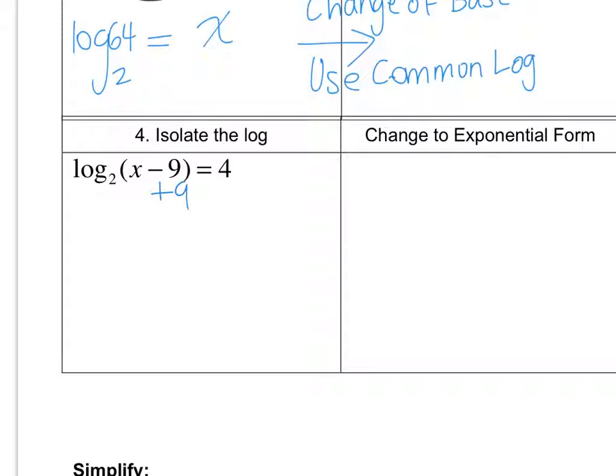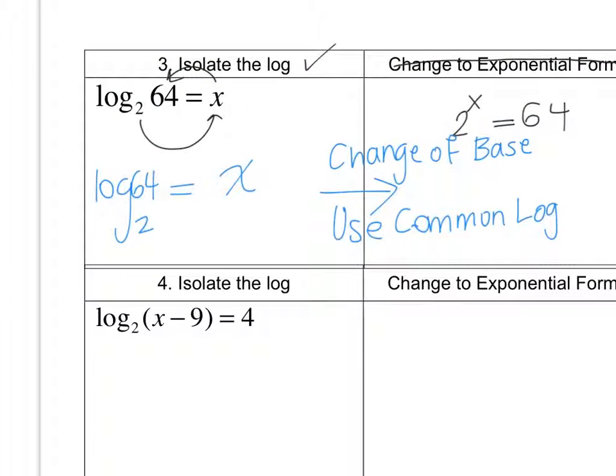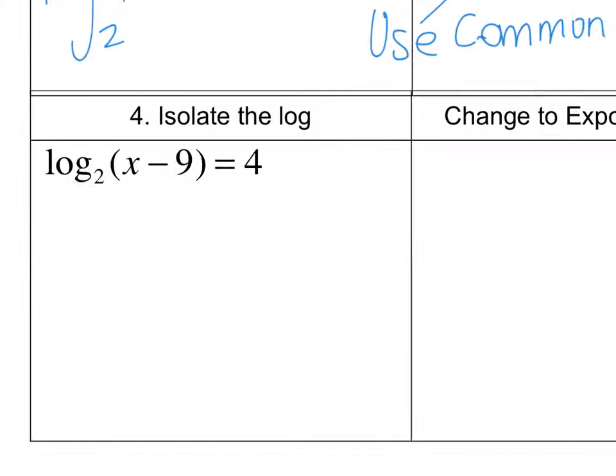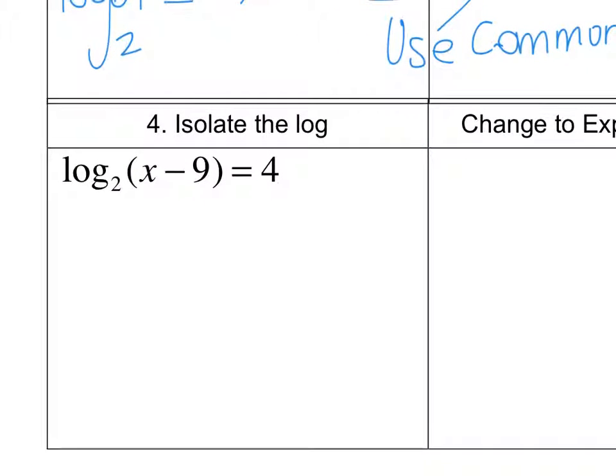Why? x minus 9 is inside the parentheses. So x minus 9 is part of the log. So the log is actually isolated. In this case, there's nothing being added or subtracted, there's nothing being multiplied, so the log is actually isolated. To solve this, I have to change to exponential form.